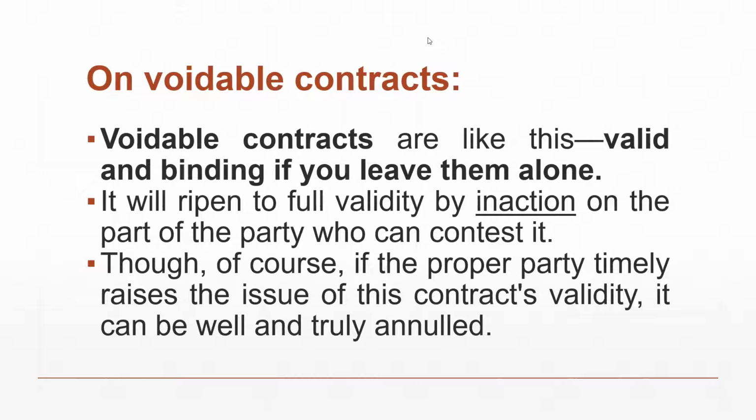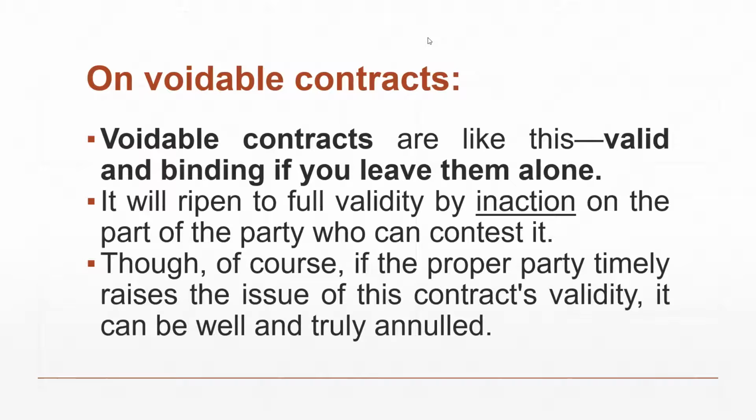Now, voidable contracts will ripen to full validity because it is valid, yes, all right? I want you to understand this. A voidable contract is a valid contract, but it is not fully valid in the sense that it is similar to a valid contract per se. It has yet to ripen to full validity. It can only do so by ratification.